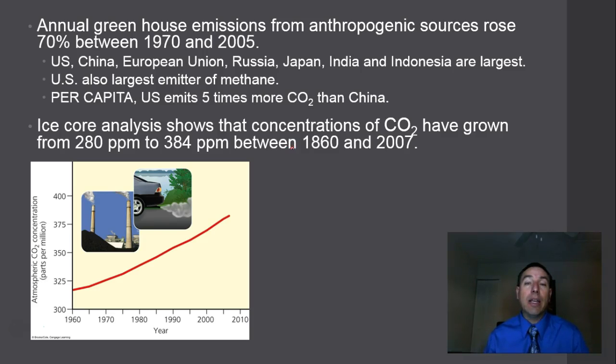Now, the other thing we can look at is all the emissions of other man-made sources of greenhouse gases. So all of these greenhouse gases, methane, carbon monoxide, ozone, CFCs, all increased 70% between 1970 and 2005. Of course, the United States, China, European Union, and Russia were the biggest contributors of CO2. And then the U.S. is also the largest emitter of methane. That's all the feedlots and the agriculture that we do here in this country.